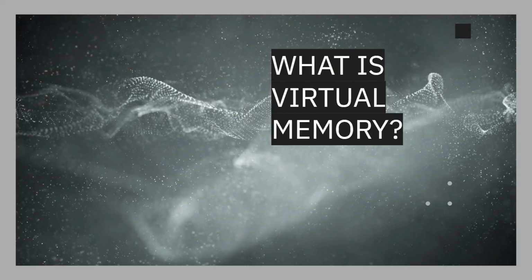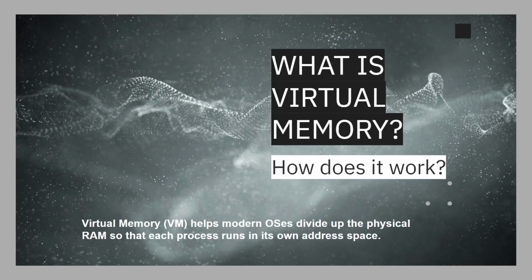Okay, so when we're talking about virtual memory, we're making the distinction between a digital representation of something and the real world memory or the physical memory. So every laptop, every PC, every server, every smartphone has actual physical RAM, random access memory, and that is mapped or represented inside the operating system using virtual memory. So virtual memory helps modern OSs divide up the physical RAM so that each process, each task, each app that's running has its own address space.